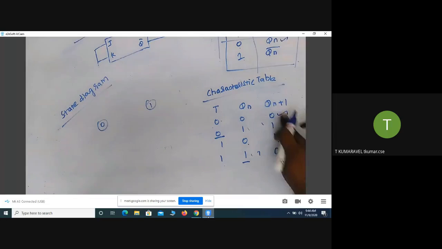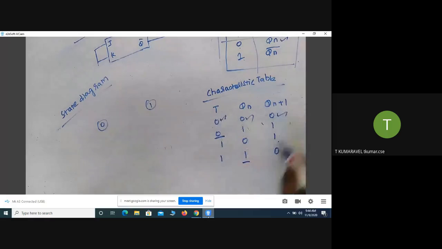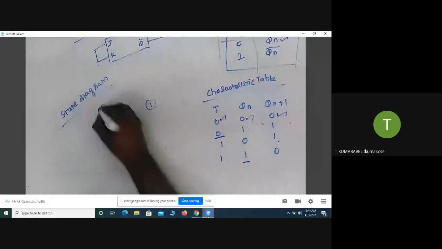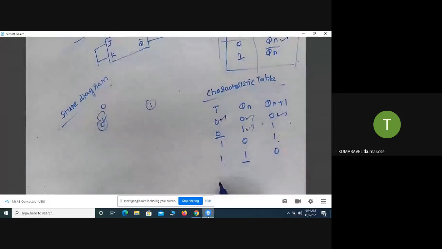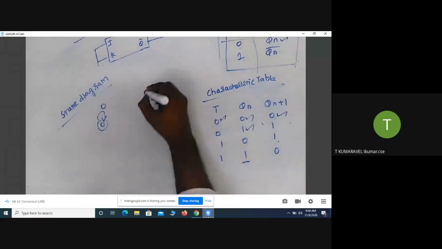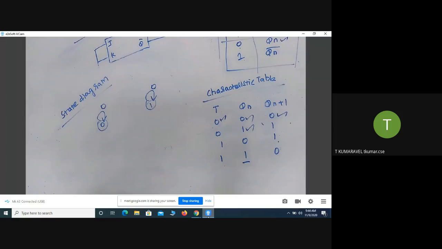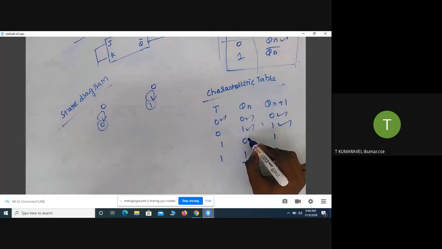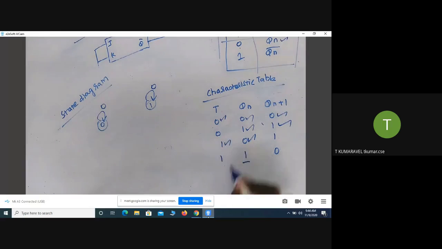First, I'm in the 0 state. I consume the input 0. What is the final output? The final output is 0. So I remain in that state itself. Now, I'm in the 0 state and I consume input 1. What happened? The state changed from 0 to 1.